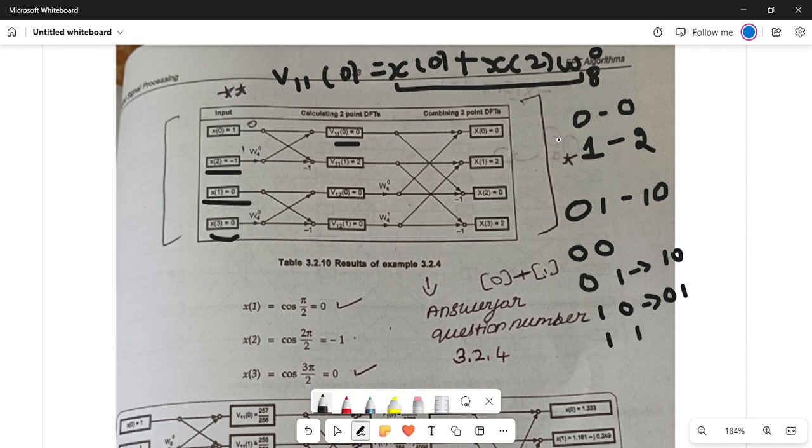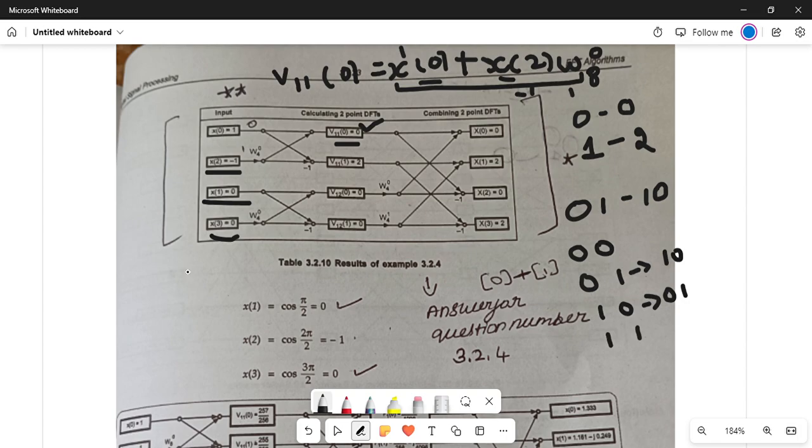Now, what is my x of 0? My x of 0 is equal to 1 and my x of 2 is equal to 1. So here also it is 1. So you are directly going to get this as minus 1. I'm sorry, this is minus 1. So here you get 1 minus 1, which is 0, right? My first one is clear.